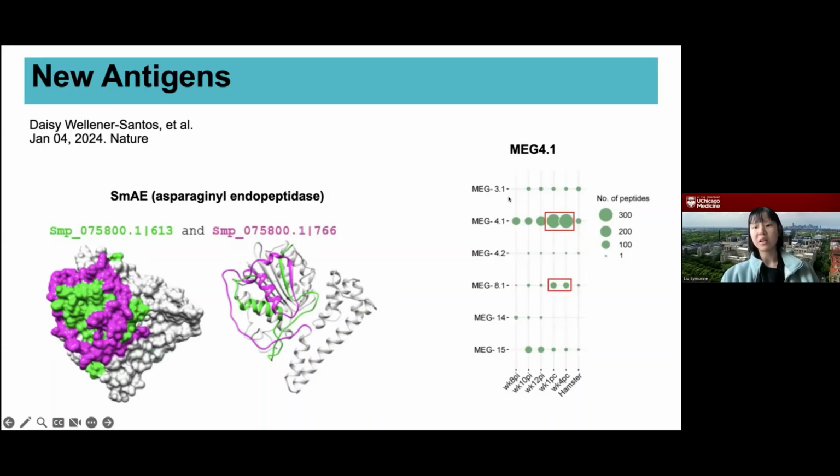And MEG 4.1 is here. The graph right here is showing you when exactly after the infection this particular protein shows a strong binding to the antibodies. Here you can see that it is a couple of weeks post infection, and this enrichment of MEG 4.1 suggests that MEG 4.1 is another candidate gene that we can use for vaccine development.